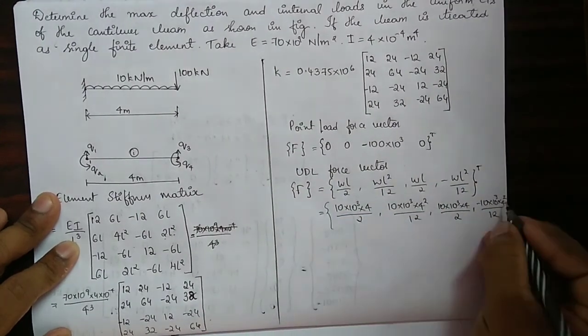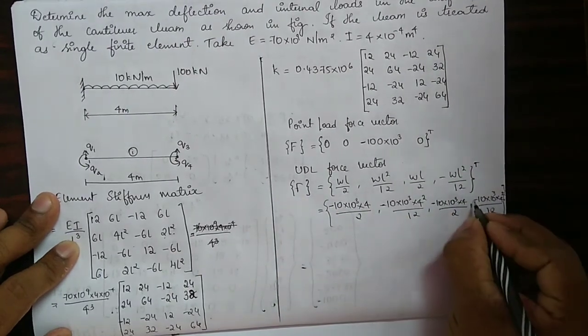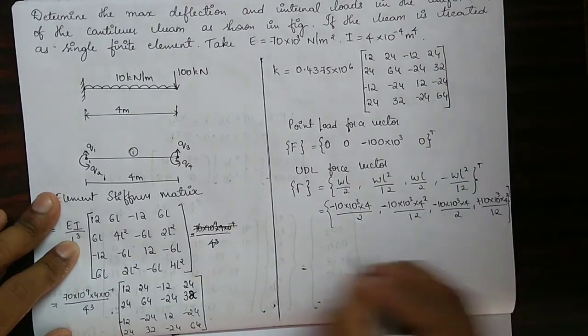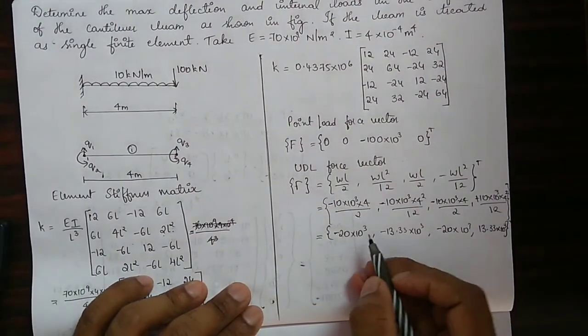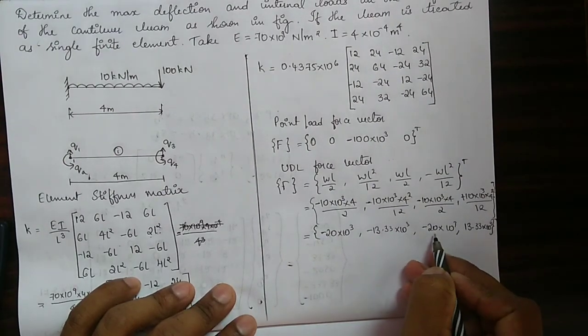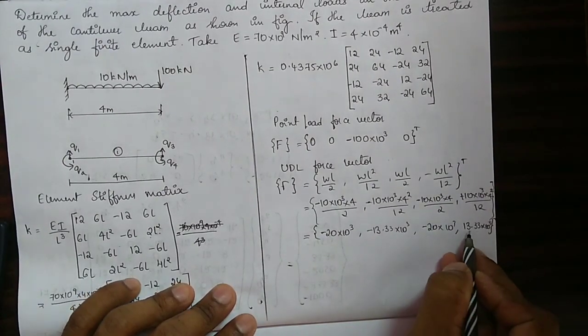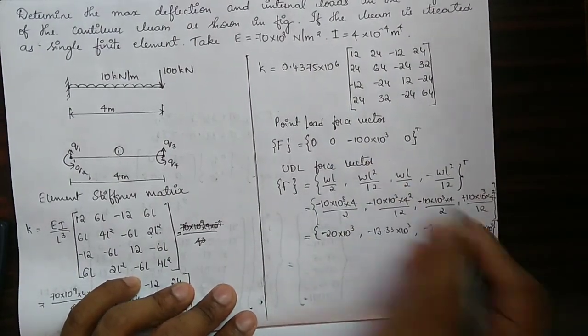So this is what we have, and the direction is opposite, so we have to take the load value as negative. These all will be negative, so negative into negative will be positive. So the answers are: minus 20 into 10 raised to 3, minus 13.3, minus 20 into 10 raised to 3, and 13.3 into 10 raised to 3. So these correspond to 1, 2, 3, 4.